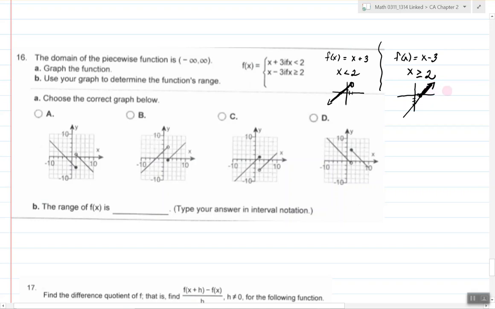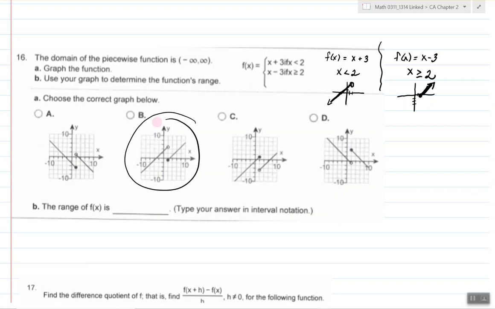Greater than 2 is this direction, so this won't count. So I've got this piece with a hole, and I've got this piece with a dot. And if I put those together, I believe I will have choice B. There are some ways to get the graphing calculator to do this, but it is more difficult than thinking through it on your own. Now the range.